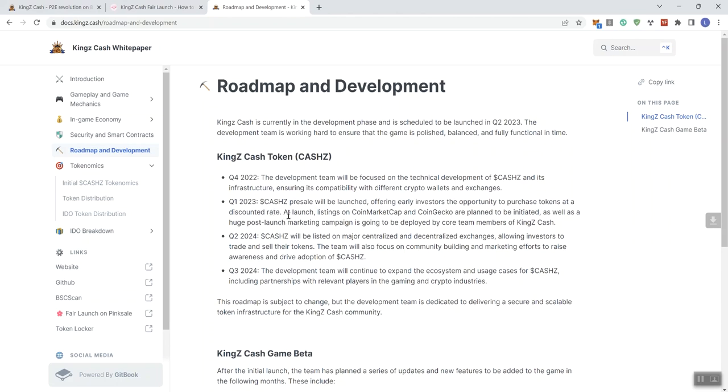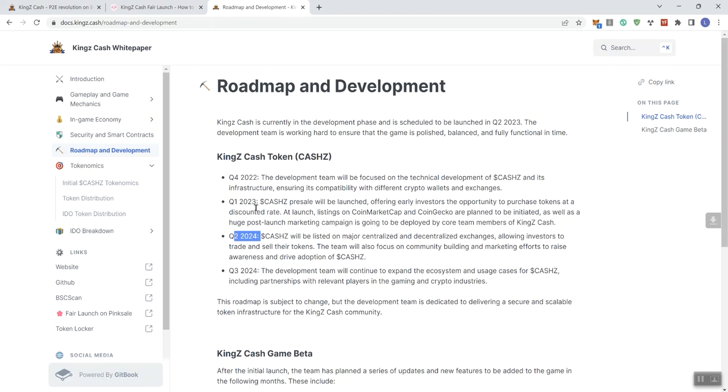But you guys know on this channel, we don't even encourage you to invest, but we still give you the information anyway. At launch, listings on CMC and CoinGecko are planned to be initiated, as well as a huge post-launch marketing campaign to be deployed by the core team members. And then Q2 of 2024.